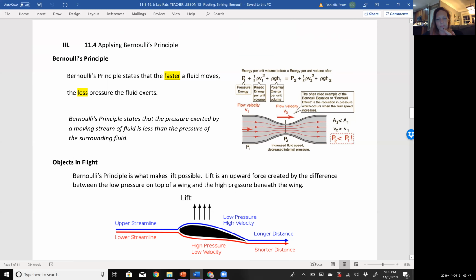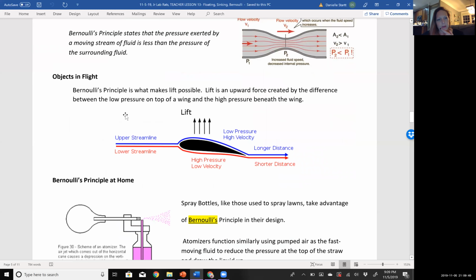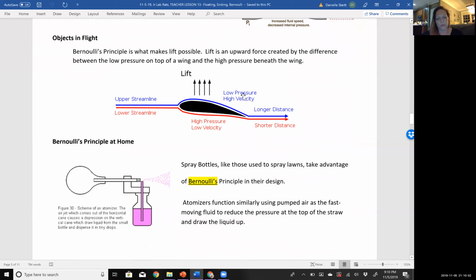So if you look right here, it's got a diagram of lift, okay? And this is basically how Bernoulli's principle, that's a fun word, makes flight possible, through lift. And you can think of lift and buoyancy similarly in that there is high pressure below causing an upward force, which is working against gravity.